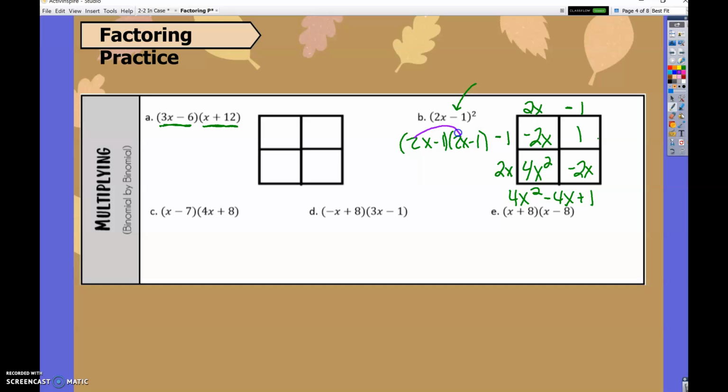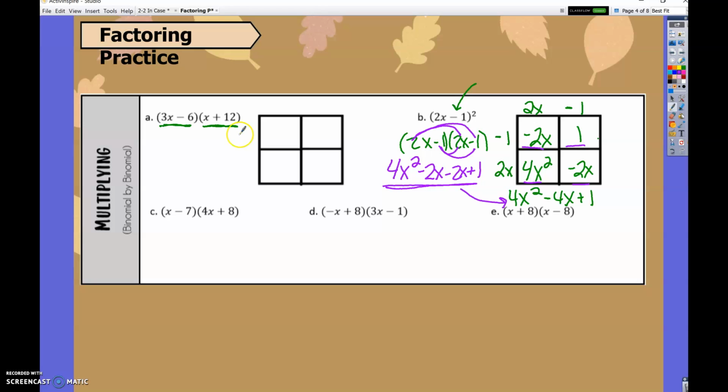Note that it's still possible to do this without the box method. You would just be taking 2x times 2x first. 2x times negative 1 gives me negative 2x. Negative 1 times 2x, and negative 1 times negative 1. You can see all these same 4 terms in this box, so they will combine to the same thing, but the box kind of helps you make sure you don't forget any of the terms. Oftentimes students might forget one of these rainbows or forget which one they've already multiplied.